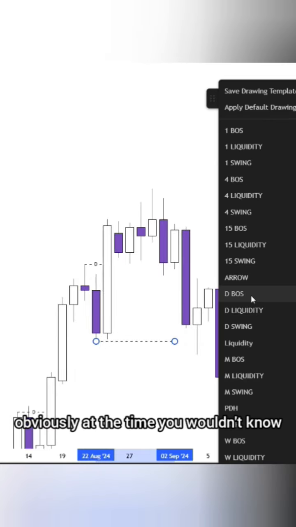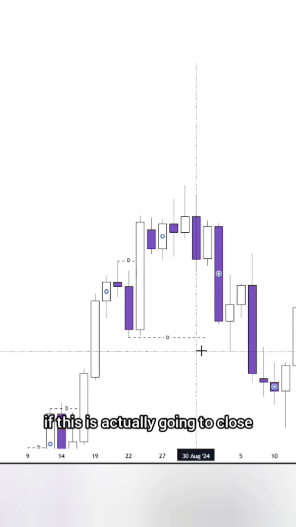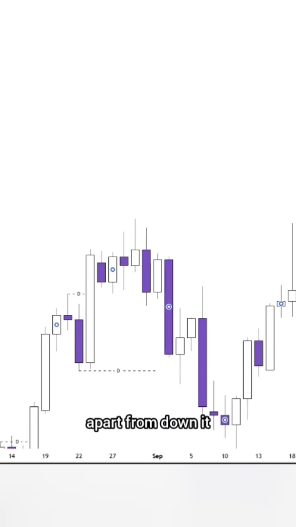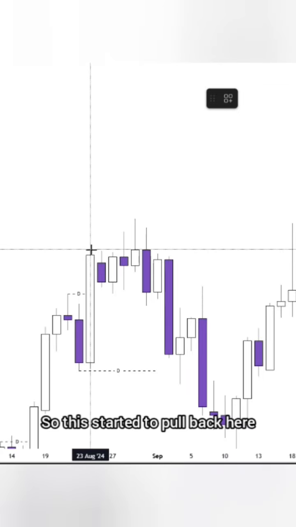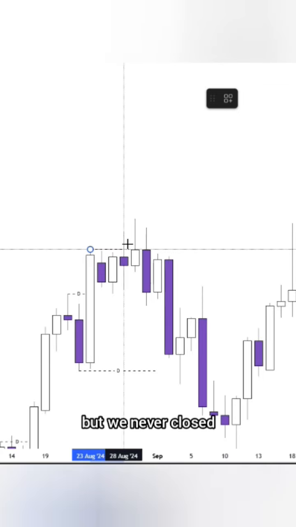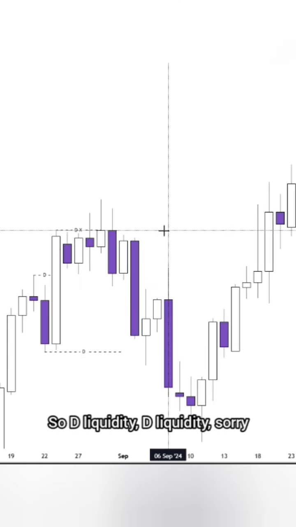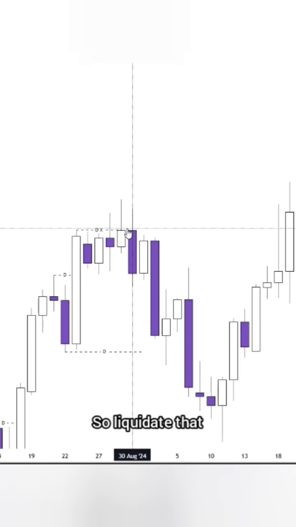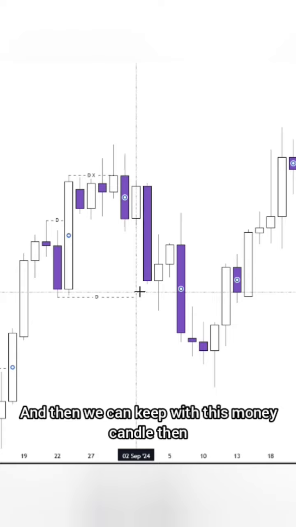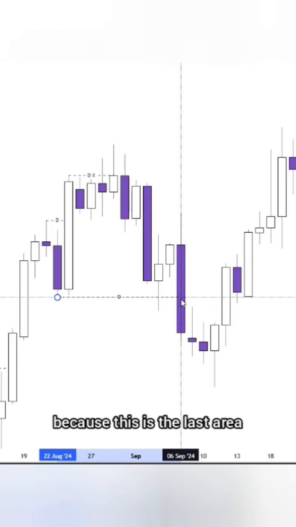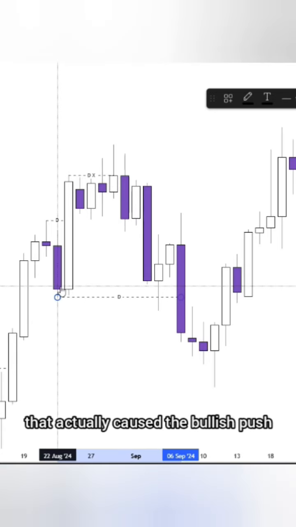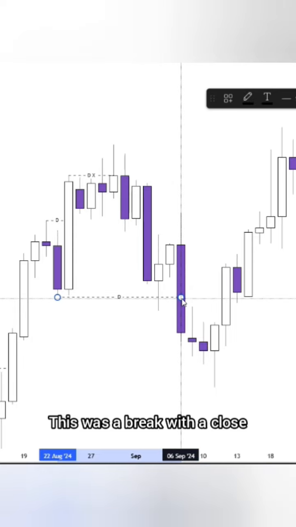And obviously at the time you wouldn't know if this is actually going to close. So this started to pull back here, but we never closed, so we actually liquidated the high. So liquidity, sorry. So liquidated that, and then we can keep with this money candle then, because this is the last area that would actually cause the bullish push. This was a break with a close, so we'd leave the D.